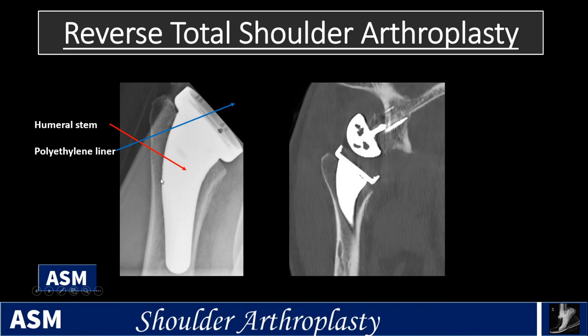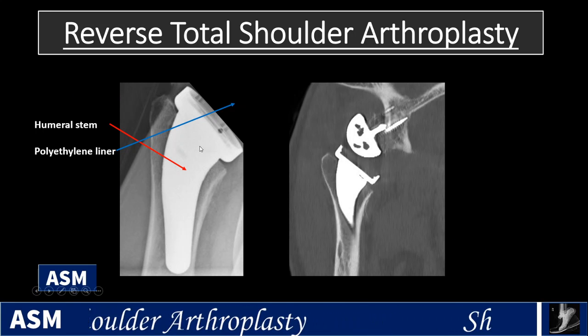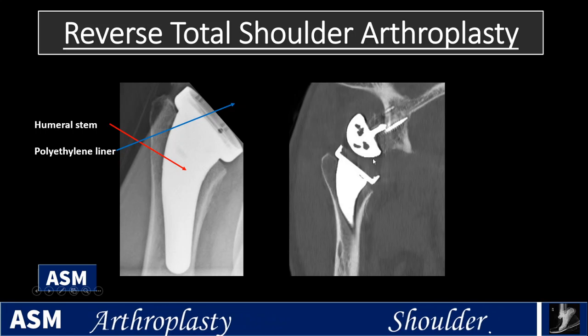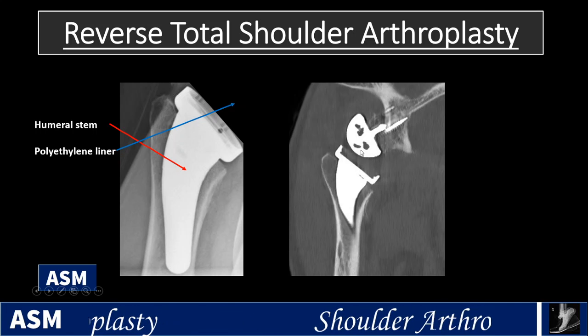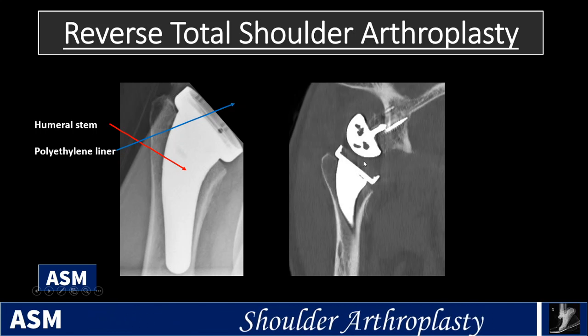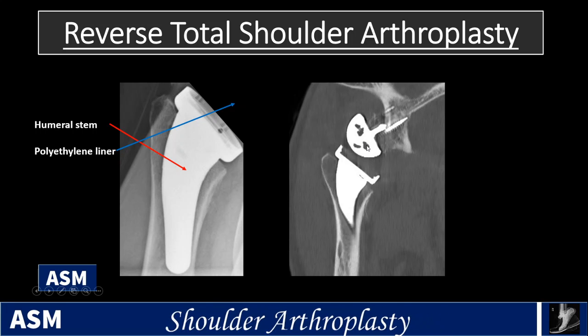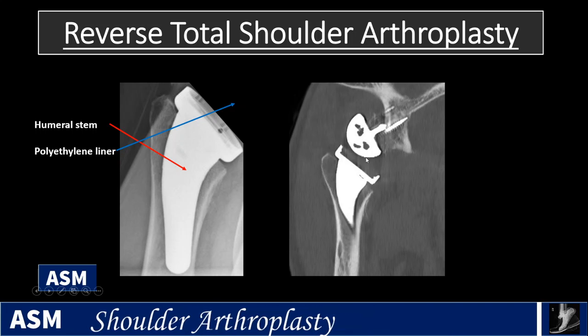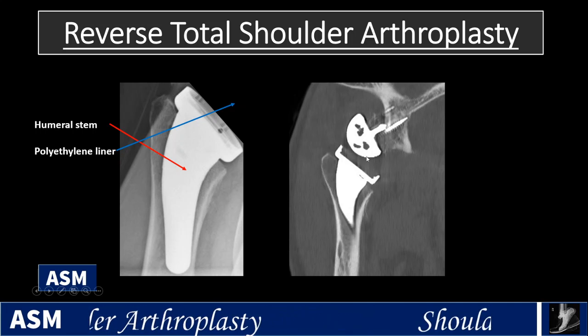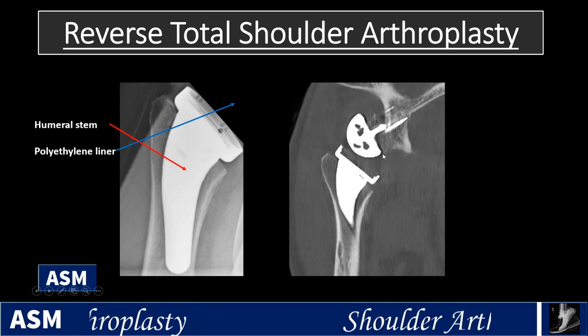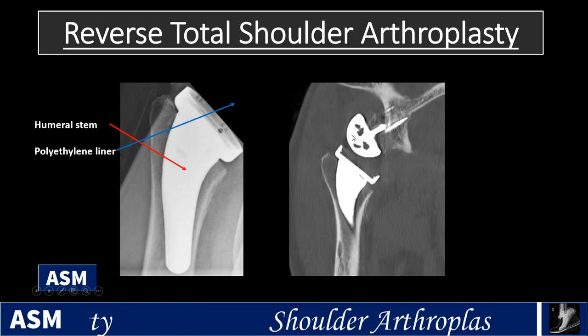So this is the humeral side. You've got the humeral stem and the polyethylene liner. Typically, you're going to see that the humeral component is inferior and medial to the native position of the de novo humeral head. It's going to be right underneath the glenosphere, and often you'll see the glenosphere is pointed downward.